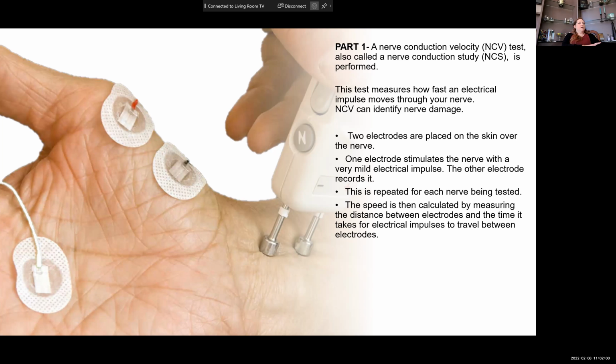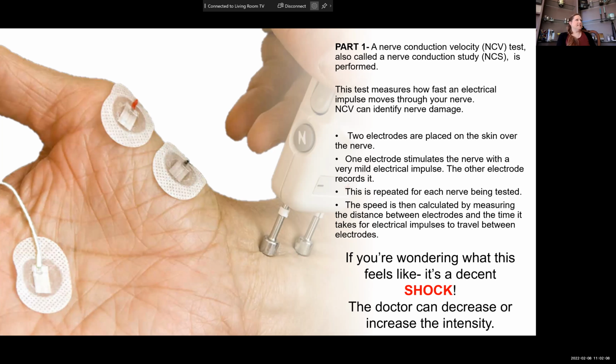He would hit the nerve gently, then a little more, and your whole arm jumps. And if you're wondering how it feels, it's a shock. It's a decent shock. It's worse than when I touched the doorknob and got shocked and went, ugh. It's stronger than that for sure. But it's not like, oh my gosh, I'm going to die.